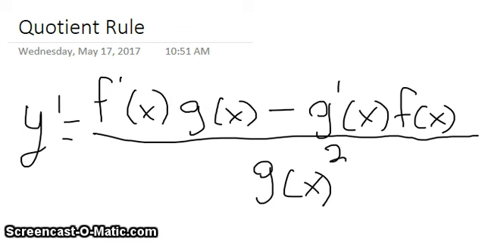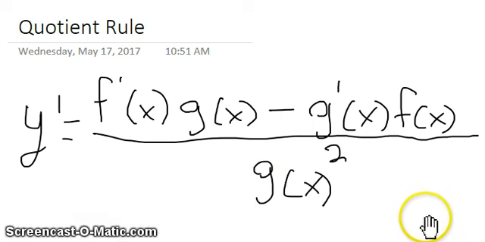If both f of x and g of x are differentiable, then the function f of x divided by g of x, which will be your original function, is also differentiable. So now the equation for the quotient rule is the derivative of your original equals the derivative of f of x times g of x minus the derivative of g of x times f of x, all over g of x squared.